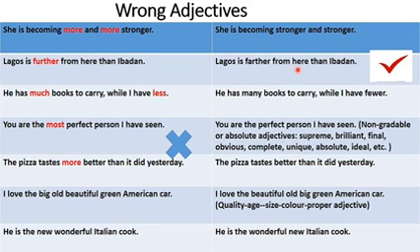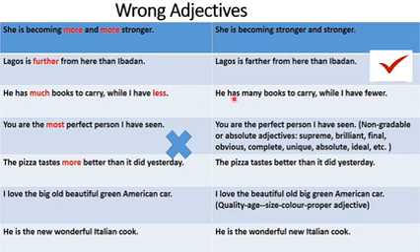Correct. The next one, he has much books to carry, while I have less. Much with books. Much is used for uncountable nouns, nouns you can't quantify. The same thing with less. So the sentence should have been, he has many, not much.